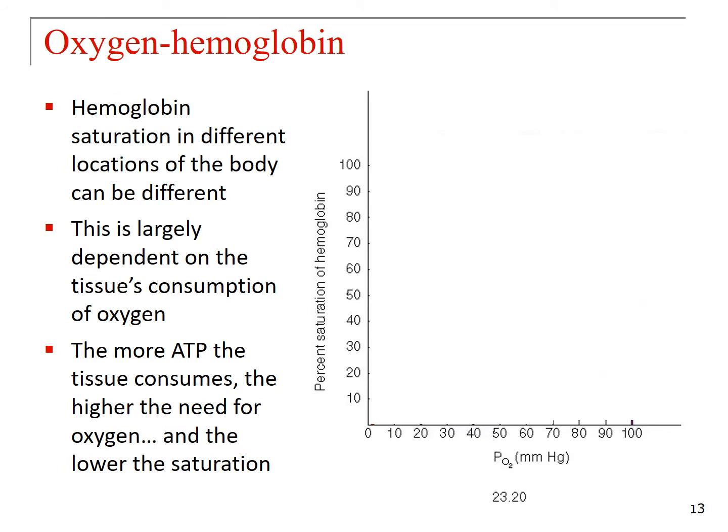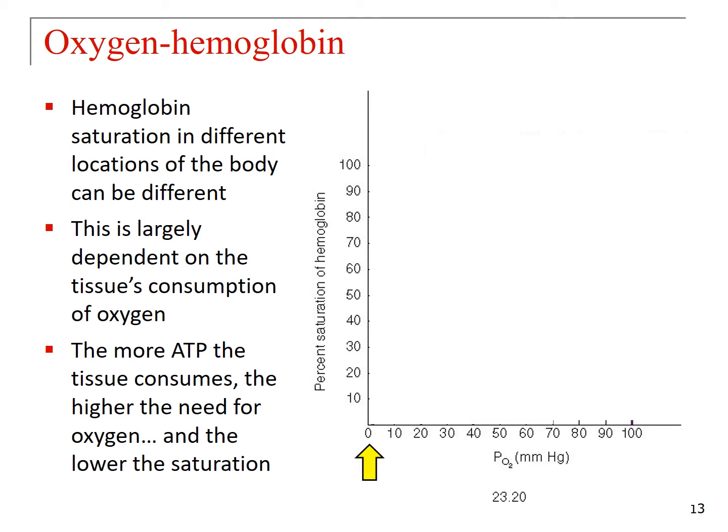Okay, so now we're going to look at a graph of hemoglobin saturation in different locations of the body, and they can be different because different locations of the body can have different oxygen needs. So if a tissue consumes more ATP, then it needs more oxygen, and the saturation in those tissues is going to be lower.